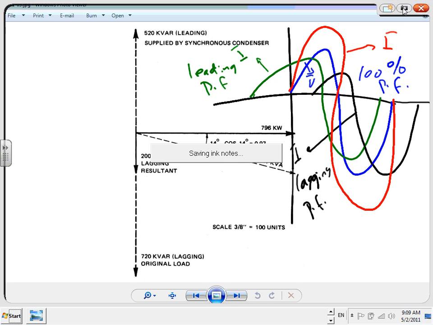Now we know what leading and lagging are. We know what the kVAR, kW, and kVA are. Now, how do you correct a bad power factor? That's what this chapter is all about, guys. 99% of the time, you are in a lagging power factor lower than 100, and you need to correct it as close to 100 as you can.